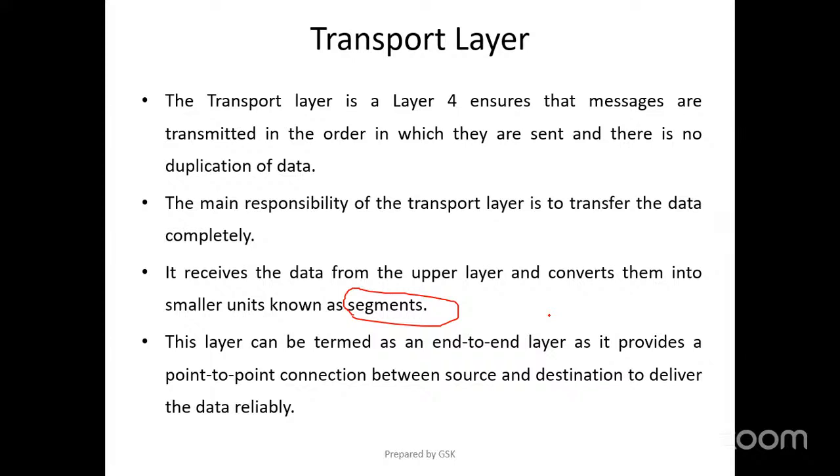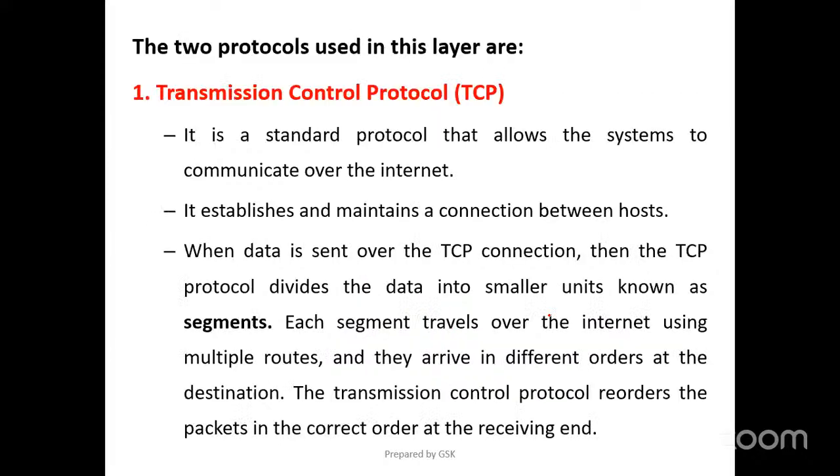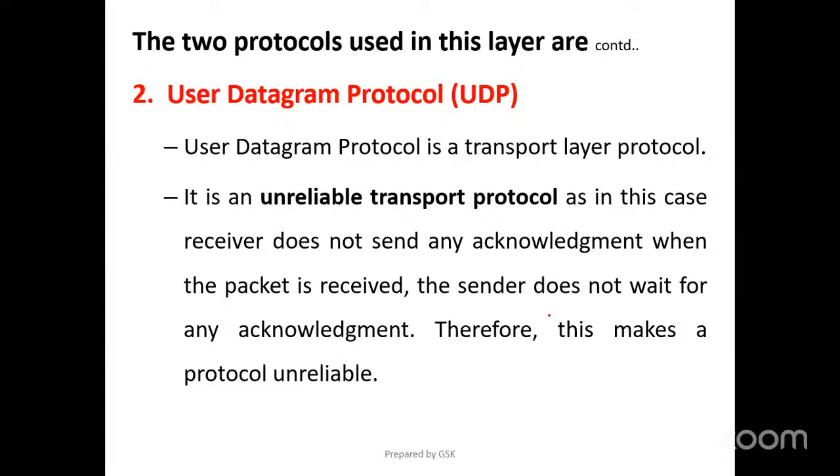This layer can be termed an end-to-end layer as it provides a point-to-point connection between source and destination and delivers the data reliably. That's why it is also called the transport layer. The two important protocols we use in the transport layer are TCP and UDP. TCP stands for Transmission Control Protocol and UDP stands for User Datagram Protocol.